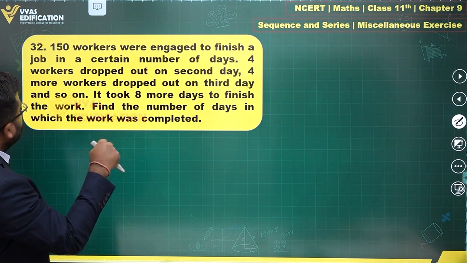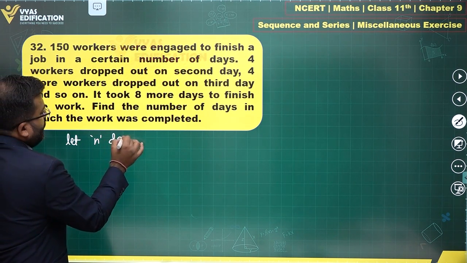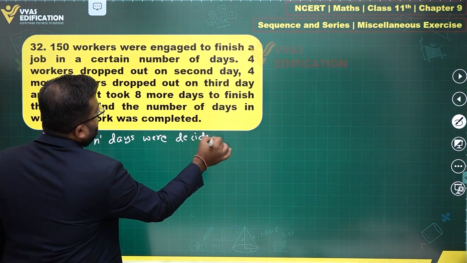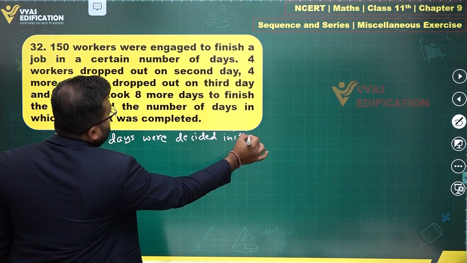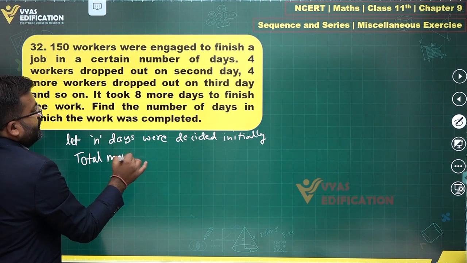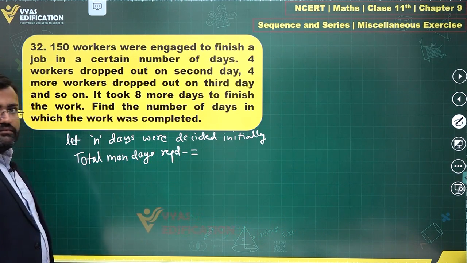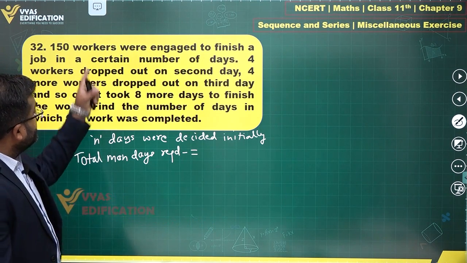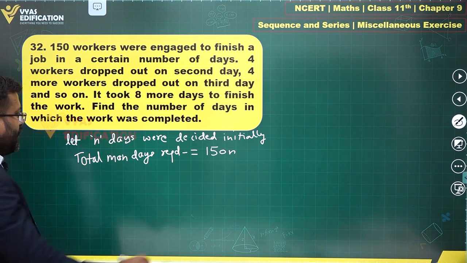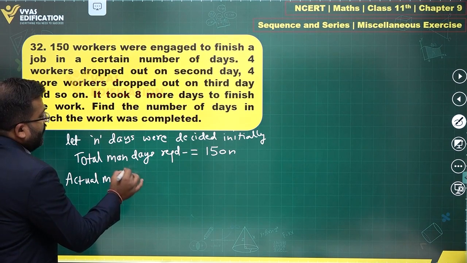150 workers were engaged to finish a job in a certain number of days. Let n days be decided initially. Okay. So the total work, total man days required, will be n times 150. That was the plan, right? That was the plan, 150n. But what happened was, the actual man days will be how many?